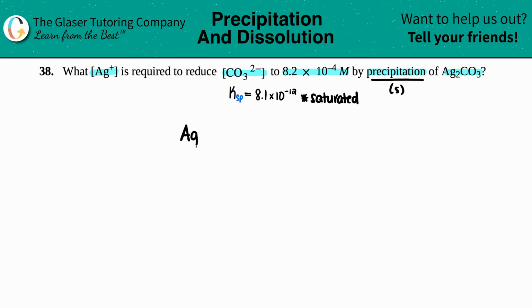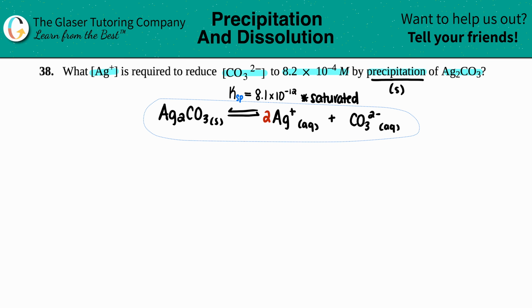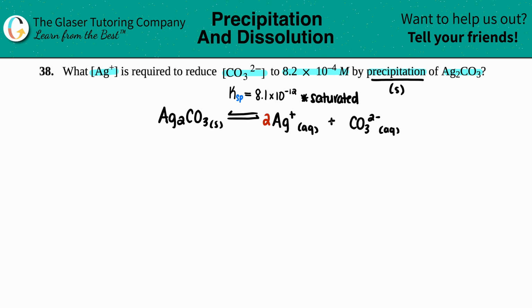So start with the solid, Ag2CO3, and that's a solid. The solid's going to dissolve into its two ions. They told us that one was Ag+, and I have a charge, so that's aqueous. And then the other one is CO3 2-. Balance the equation. Seems like I have two silvers, so I have to put a 2 in front of the Ag. Okie dokie.